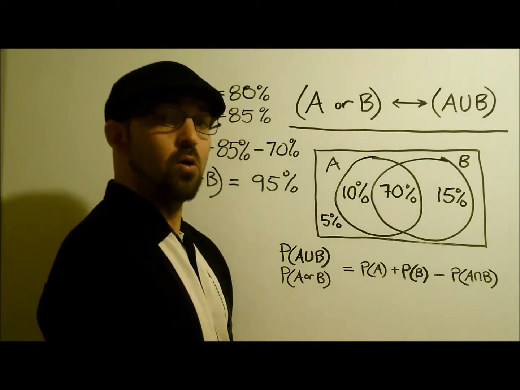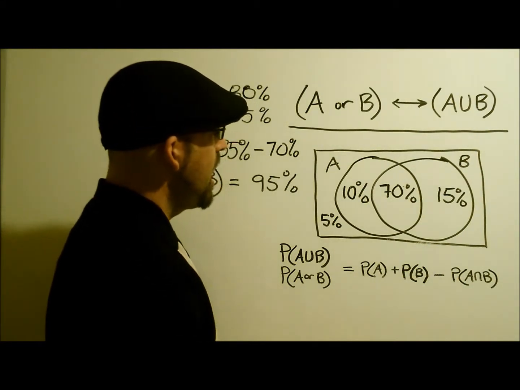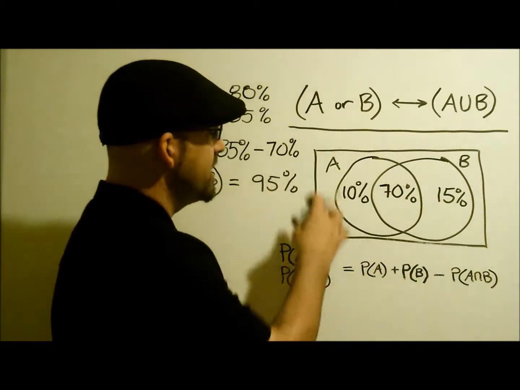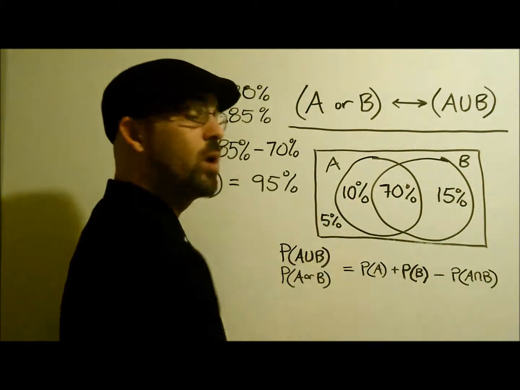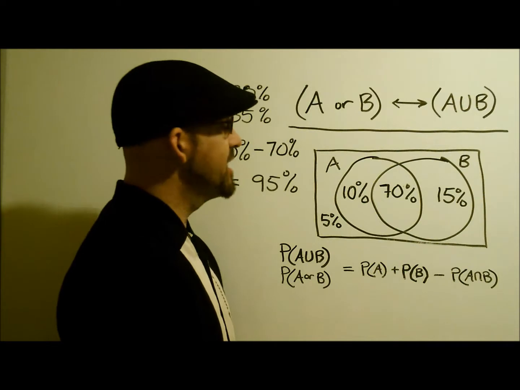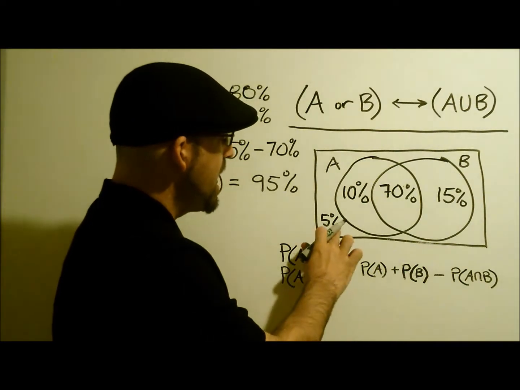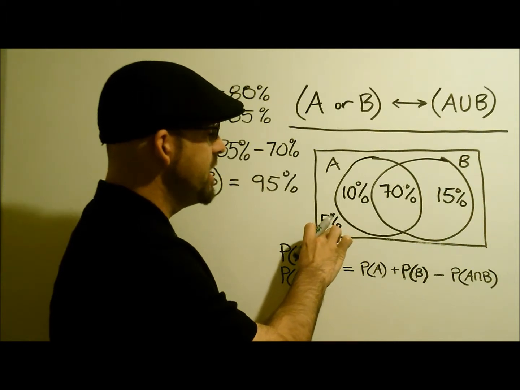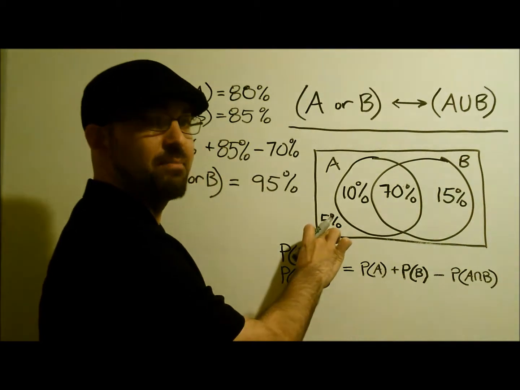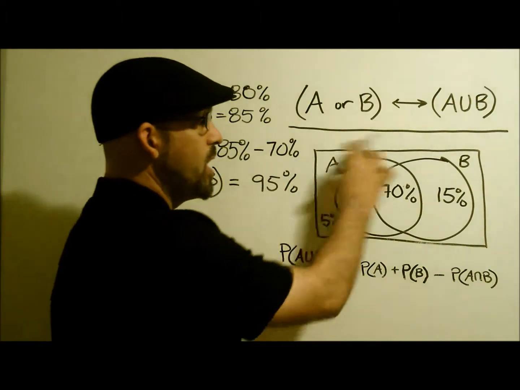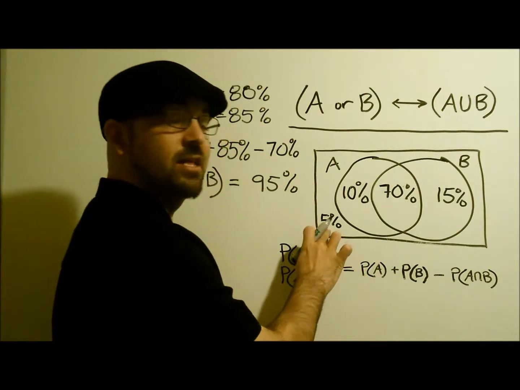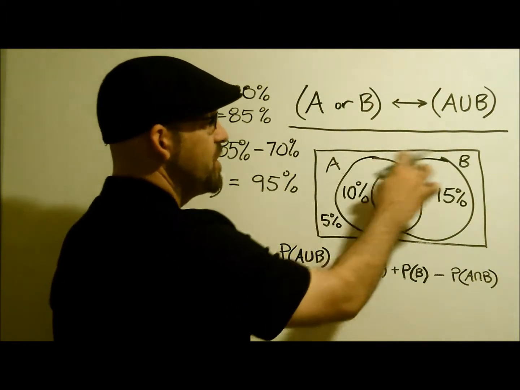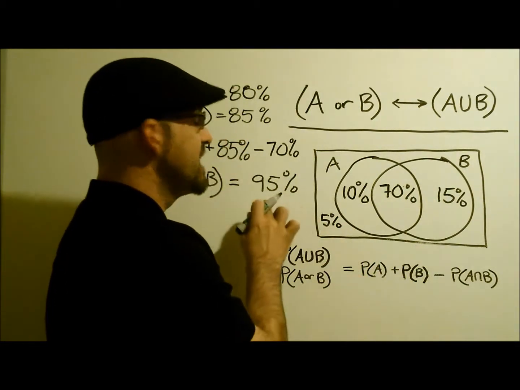Now we could have done this a whole lot easier. I noticed right away that this Venn diagram contains 100% of my entire data. Everything that is not A or B is on the outside. That's 5%. So I take my 100% and subtract the 5%. And I'm left with A or B, which is 95%.